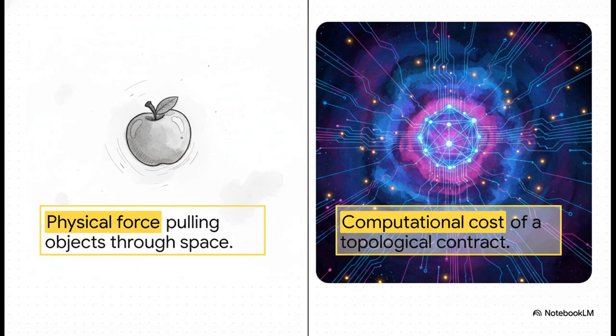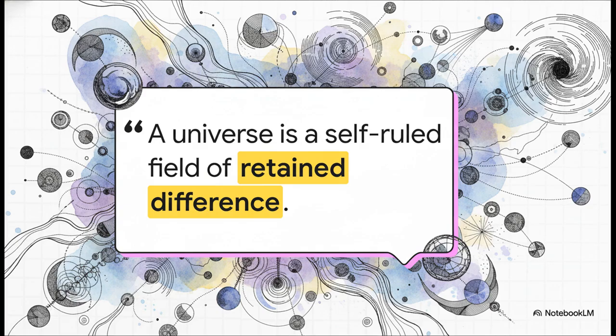And this comparison right here brilliantly illustrates the paradigm shift we're talking about. Standard physics has always told us that gravity is a physical force pulling objects through empty space. But the Nexus framework argues something totally different, and honestly, it's kind of a revelation. It says gravity is the computational cost of an open topological contract running directly on the universe's bare metal hardware. We are essentially moving from a world of passive physical forces to a universe functioning as one massive, active software environment.